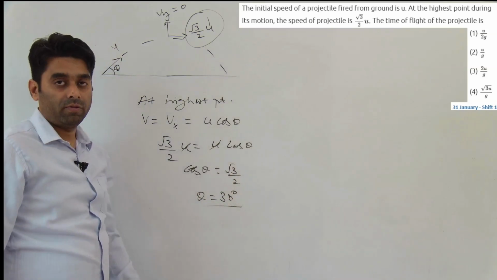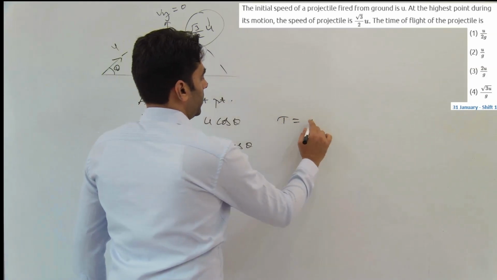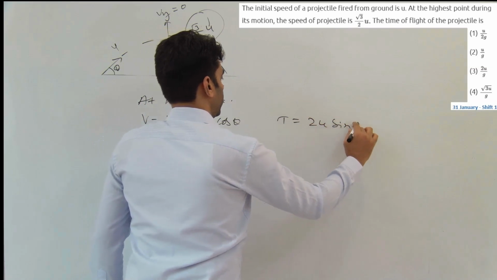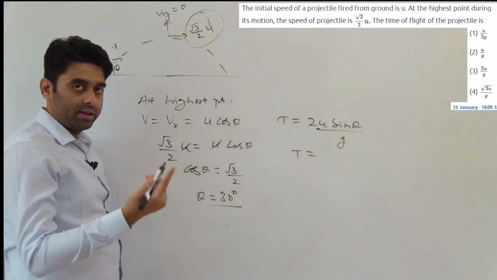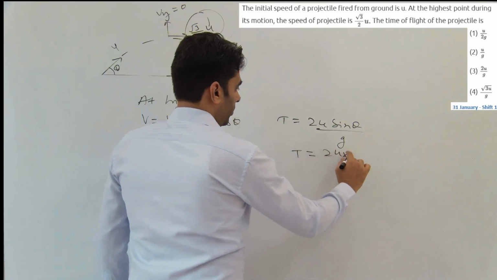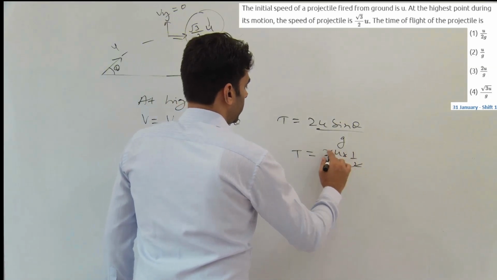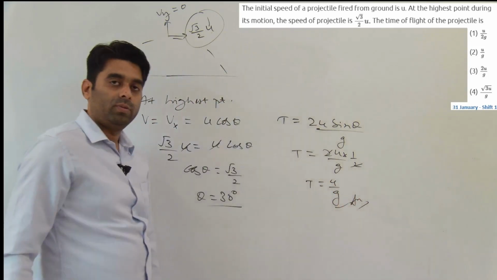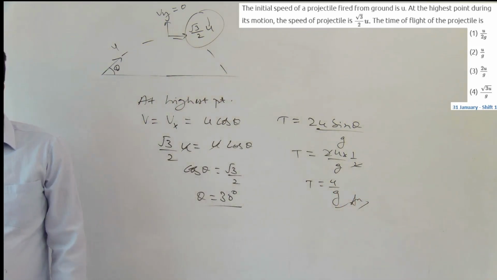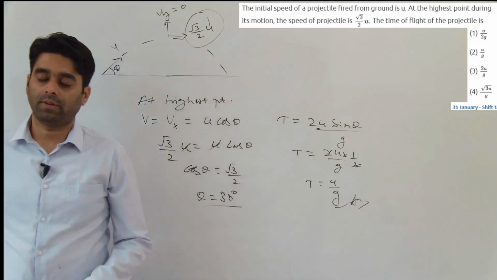They are asking us time of flight. What is the time of flight? Time of flight in projectile is 2u sin theta by g. Theta we calculated 30 degrees, sin 30 is 1 by 2. So 2u into 1 by 2 by g, 2 cancels out, t value comes out u by g. Okay? U by g is the time of flight. Answer will be second option. Second option is the answer. Fine.